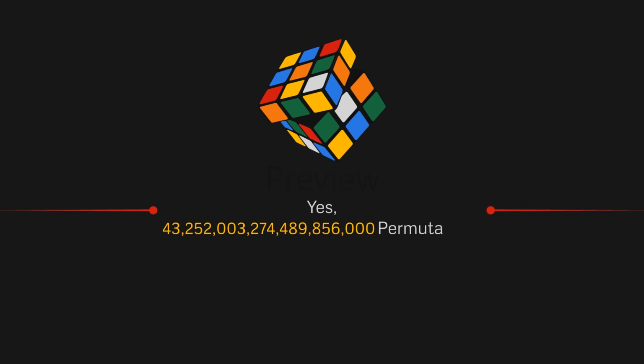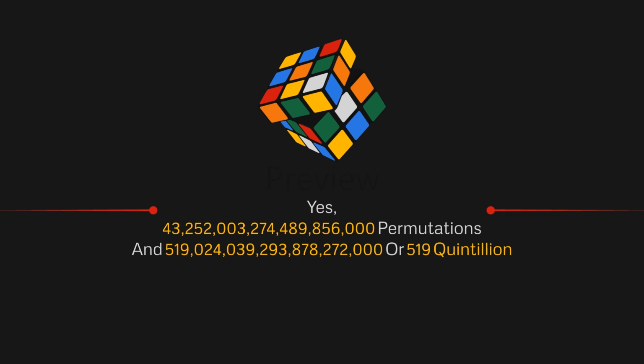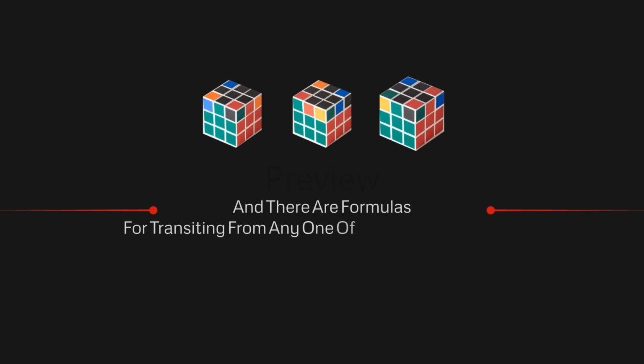Yes, 43 quintillion, 252 quadrillion, 003 trillion, 274 billion, 489 million, 856,000 permutations, or 519 quintillion possible arrangements of chaos, but only one order. And there are formulas for transiting from any one of these chaos to order. The chaos of trial and error.